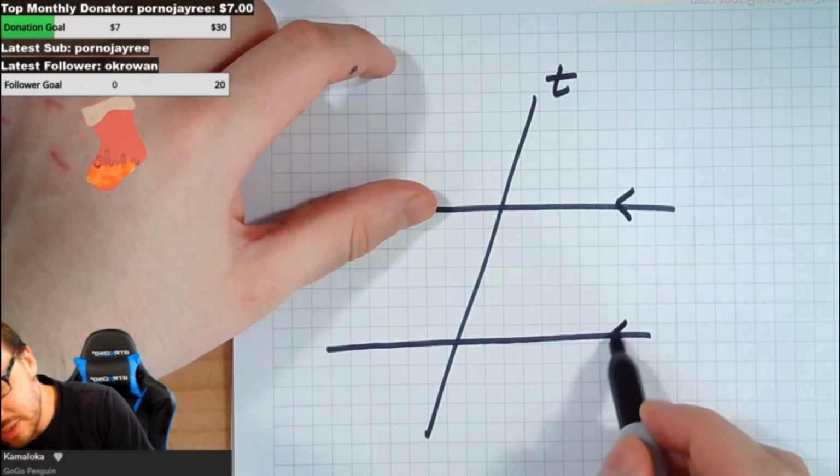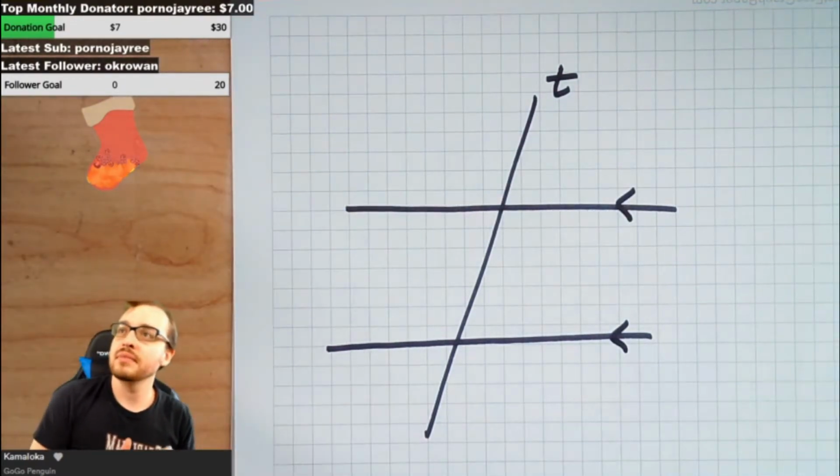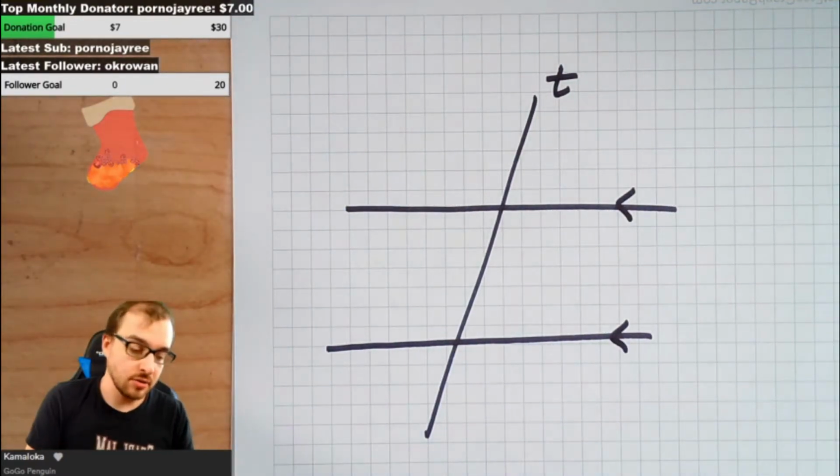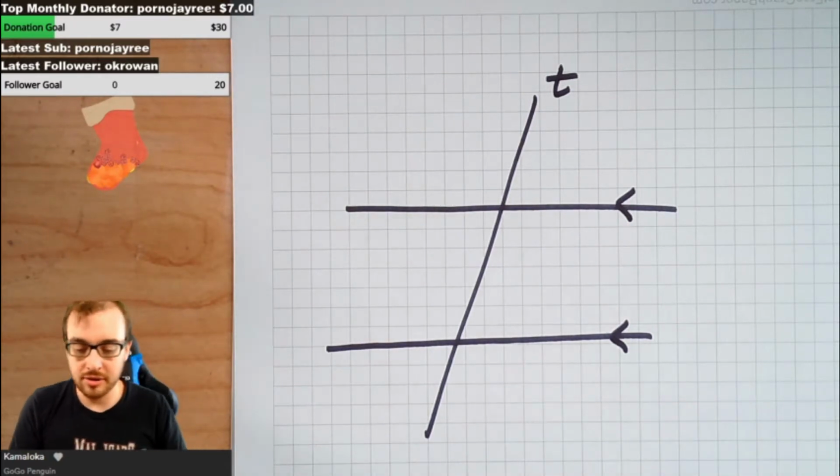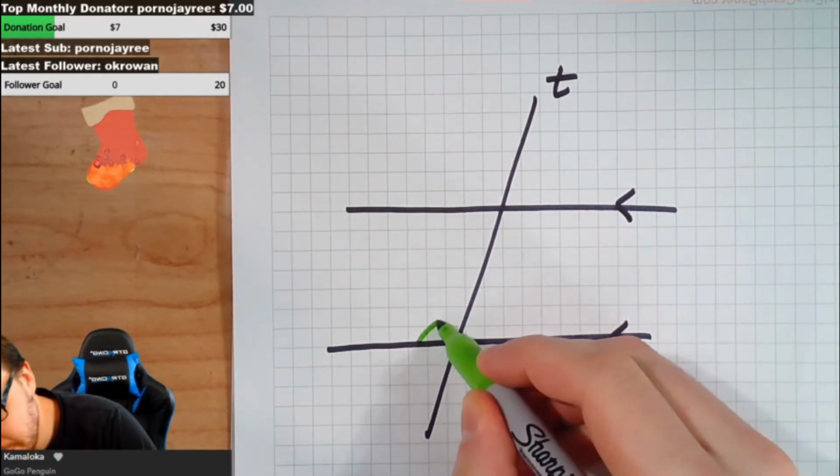And I tell you that these two lines are parallel. That's what those symbols mean. And so your job is to figure out what angles go with what. So let's just color an angle so we can start talking about it. So here's a green angle.